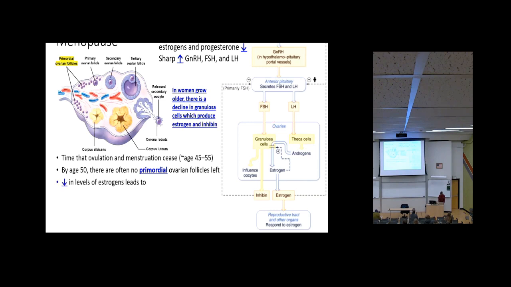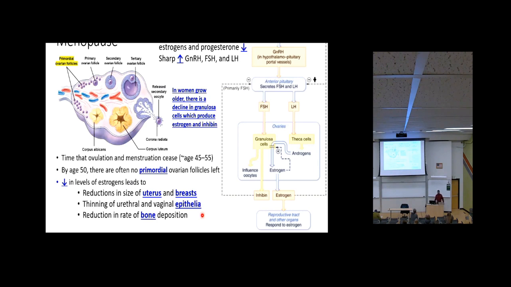Okay, anyway, as the levels of estrogen drop, it can lead to reduction in the breast size and also the size of the uterus. It can cause thinning of the vaginal and urethral epithelia, which can increase the risk of urinary tract infection. And most importantly, there's a reduction in the rate of bone deposition as well, because estrogen is needed for both bone and muscle growth. Okay, do you guys have a chance to copy this down?